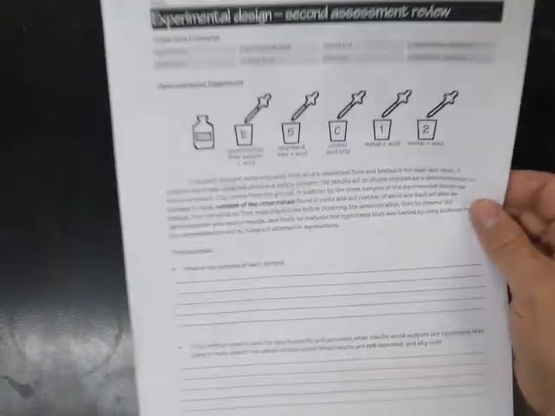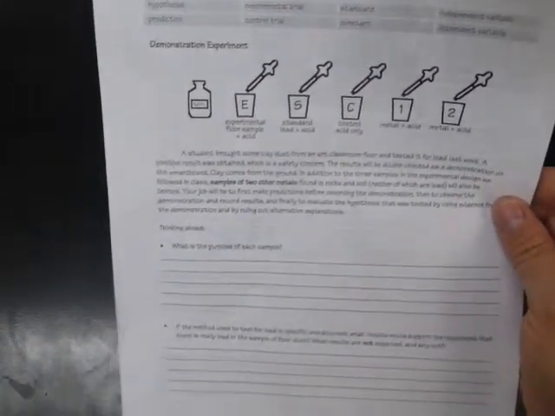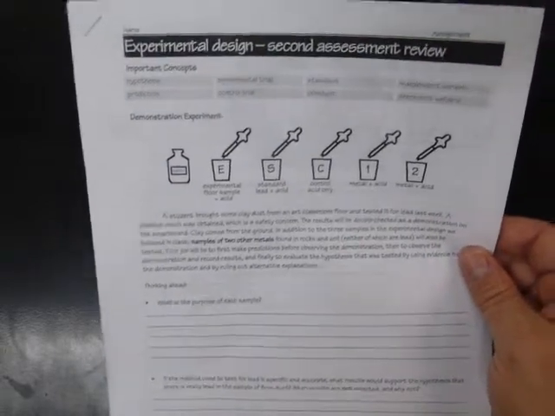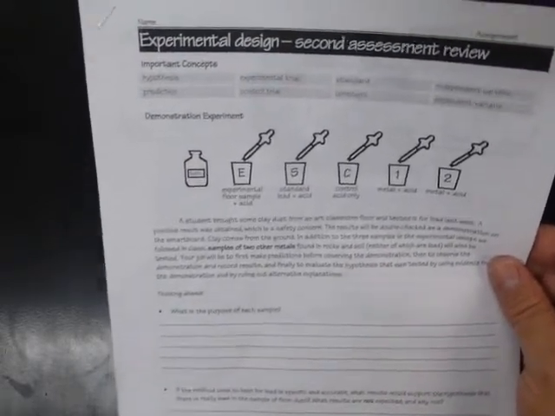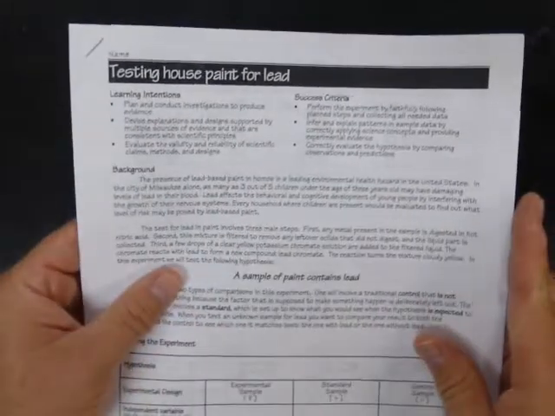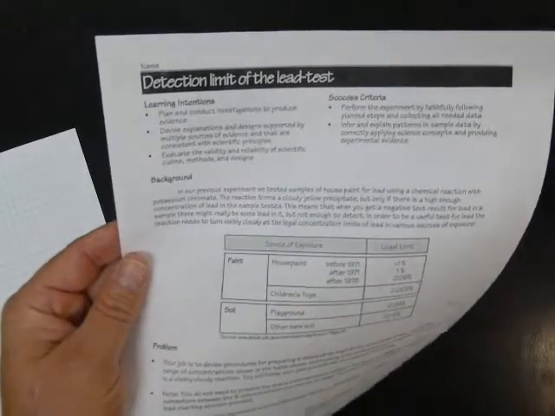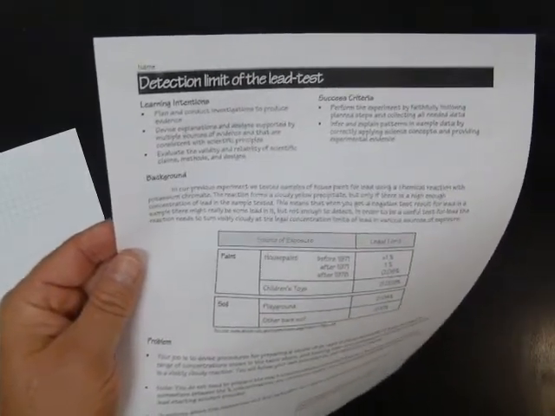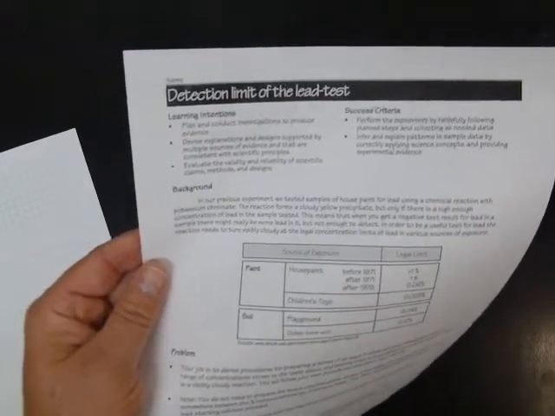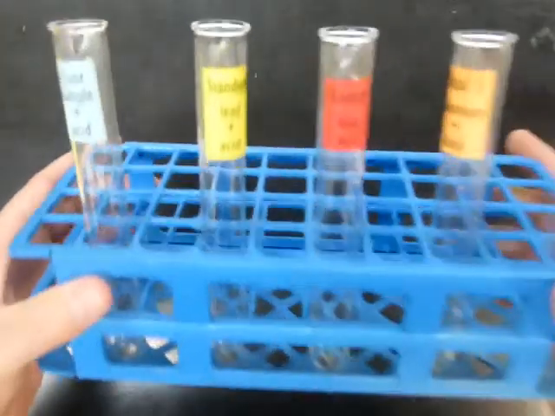Please make sure you have your copy of the Experimental Design Second Assessment Review. This next assessment is going to be based on two experiments that we've done. One, the testing house paint for lead experiment, and the other, testing the detection limit of the lead test. So you can use both of those experiments to help you on the assessment, and you can use your review as well.